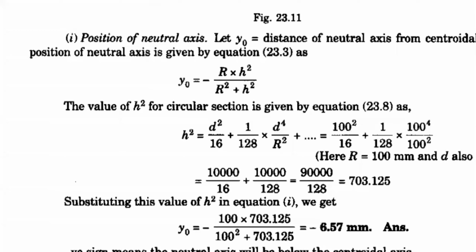Very good, fine. Now identify the terminology. After identification of a suitable formula for the position of the neutral axis, the symbol is y naught, and the formula is minus of r into h square by r square plus h square. So what is r and what is h square here?